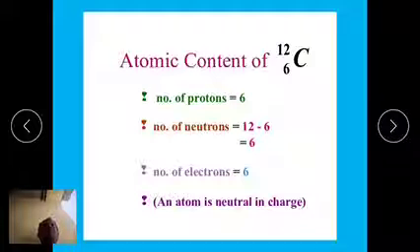Example: atomic content of C-12 with atomic number 6. The number of protons is 6. The number of neutrons is 12 minus 6, using the formula mass number minus atomic number, that is 12 minus 6 equals 6. The number of electrons in this C-12 atom is 6.